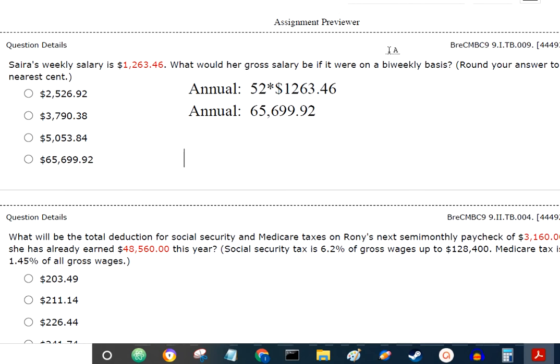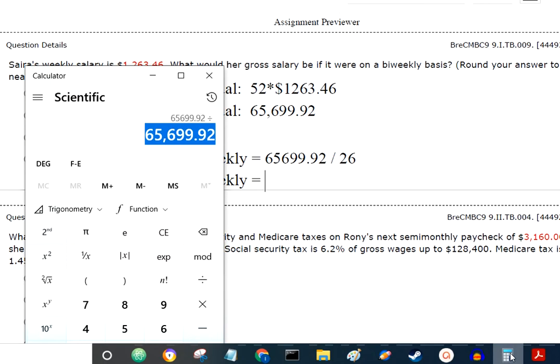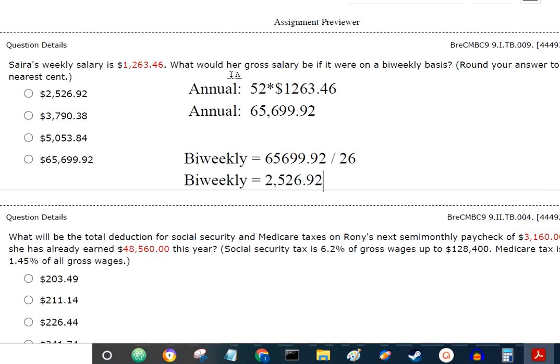And now we can split that bi-weekly. Bi-weekly means getting paid once every 2 weeks. So instead of 52 paychecks, cut it in half. You get 26 paychecks. So take her annual salary and divide by the number of paychecks that you get bi-weekly. So $2,526.92 bi-weekly.